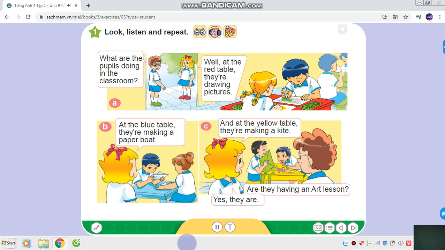A. What are the pupils doing in the classroom? Well, at the red table, they're drawing pictures. B. At the blue table, they're making paper boats. C. And at the yellow table, they're making a kite. Are they having an art lesson? Yes, they are.